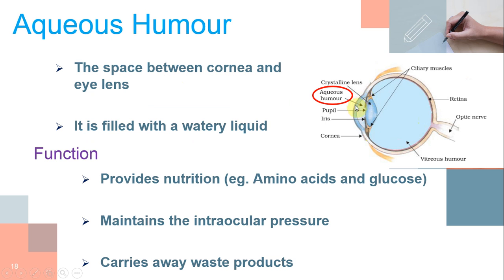Next one, aqueous humor, the space between the cornea and eye lens. This is the cornea, this is the eye lens. This part is called aqueous humor. It is filled with watery liquid and it provides nutrition, for example amino acids and glucose, to the other parts of our eye. It maintains the intraocular pressure and it carries away waste products. If any dust particles are placed on the cornea, the aqueous humor clears the dust particles from our eye.